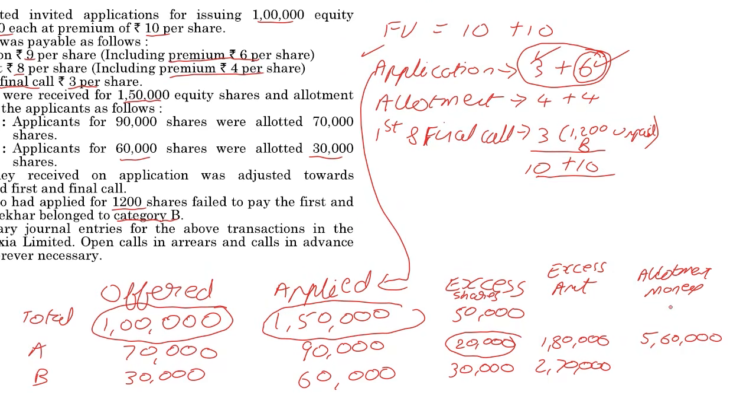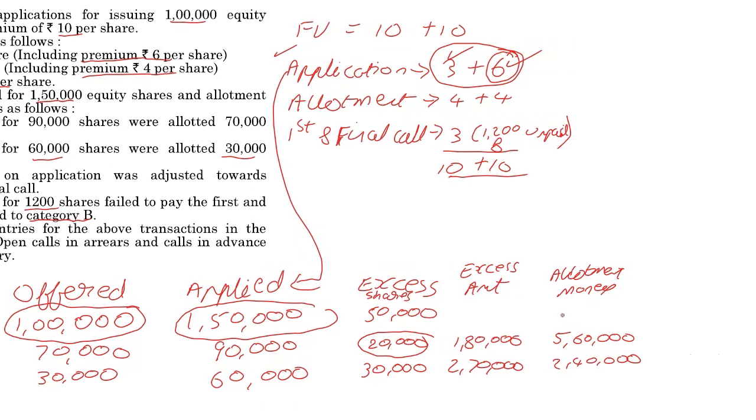For the other category, they've been allotted 30,000, and again we multiply that into 8. What you're going to end up with is 2 lakh 40. Why am I doing this? I have an excess amount that is carried forward, and I have the amount needed at the time of allotment. The difference, if any, will go into calls in advance.